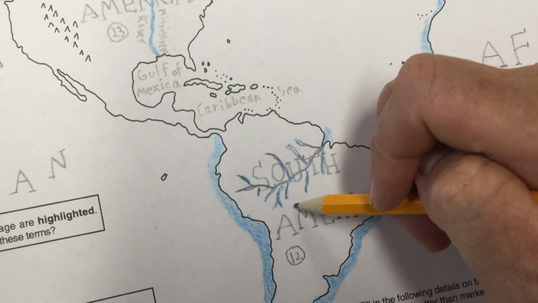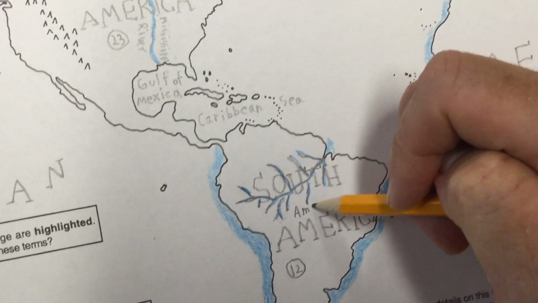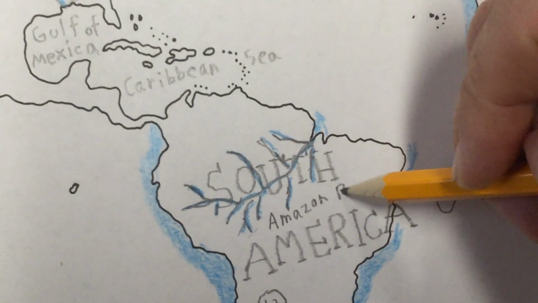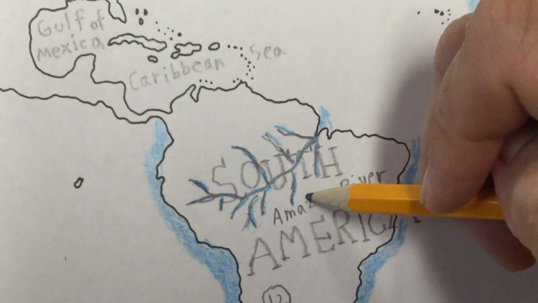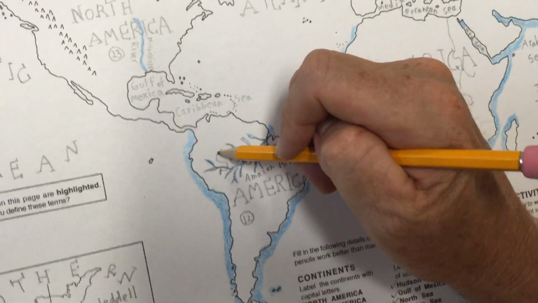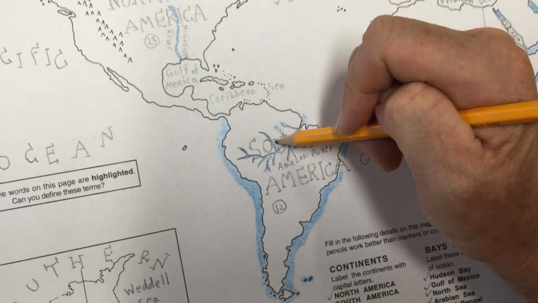Maybe I'll just write Amazon over here and I'll put a little line pointing to the river. Okay, you might have to go over that word south again just to darken it in a little bit. It's getting obscured by the river.